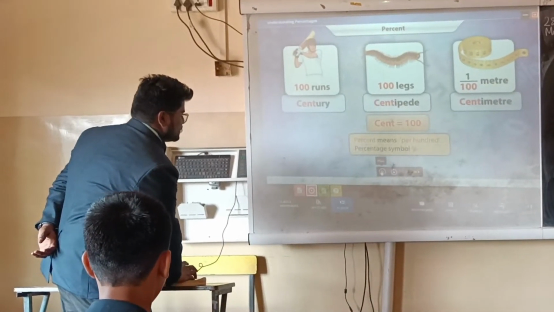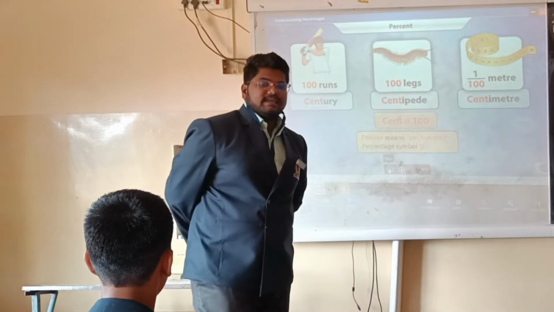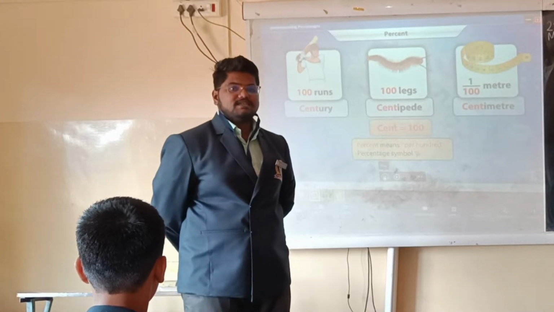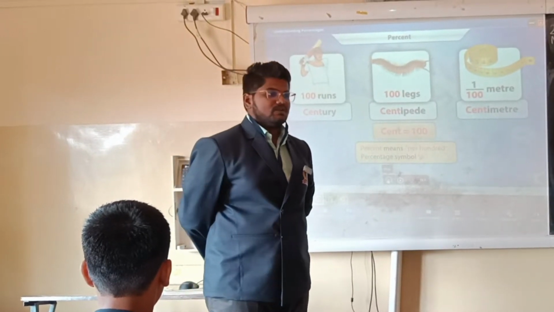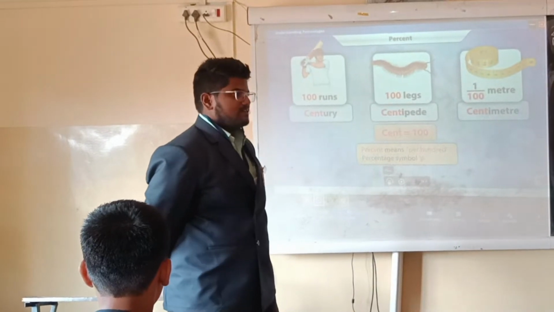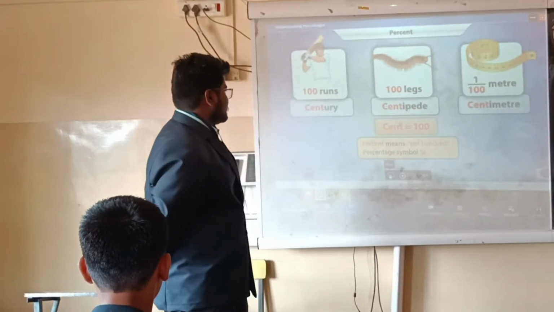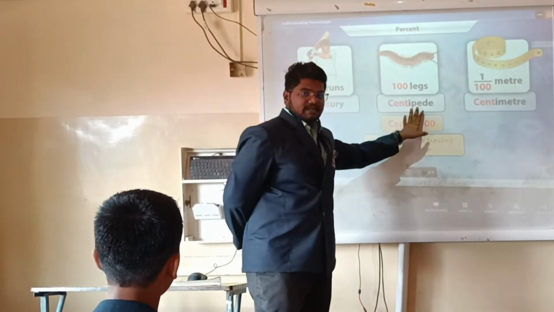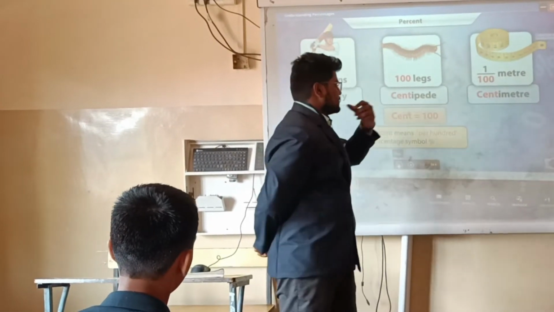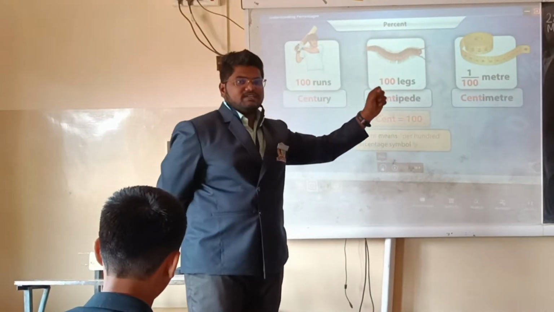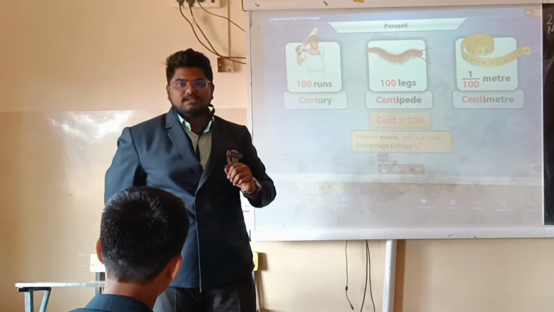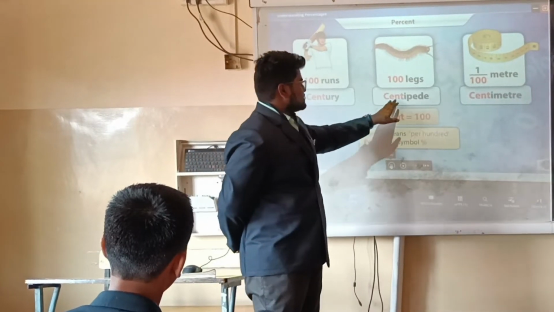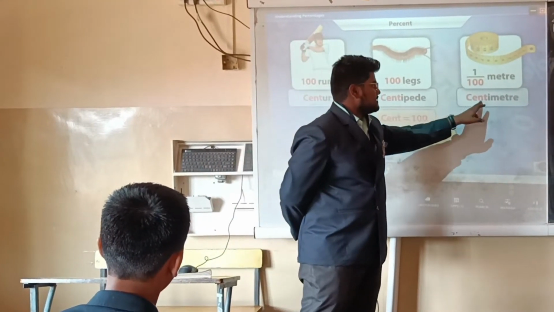The word percent. So what does cent in percent mean? Now let me spell out percent for you. Percent is P-E-R-C-E-N-T, of which if you take the word cent, let us study what cent means. Here you can see that there are three words given. First is century, then centipede, and then centimeter. In all these three words, can you tell me what is common? Cent. Yes, it is correct. You can see that you have cent, C-E-N-T, again cent, C-E-N-T, and C-E-N-T.